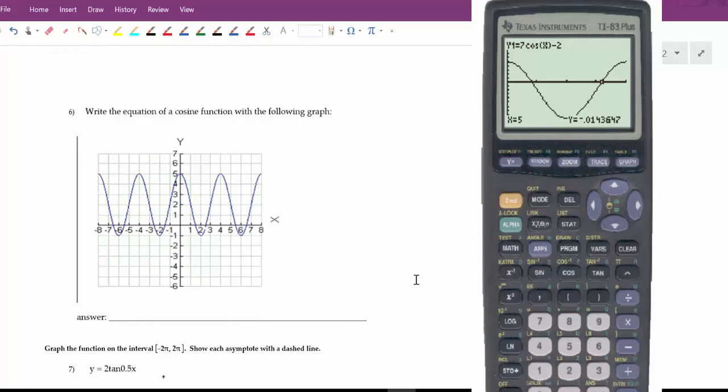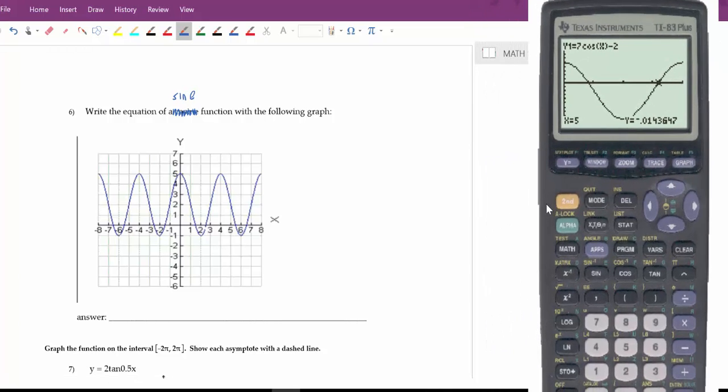Now, I did one of these. I think this is pretty much the same problem that I did on the previous page. So instead of that, I'm going to do a sine wave this time and just do this differently. You can use your calculator to do this, so I want to show you a couple of ways that you can do this.